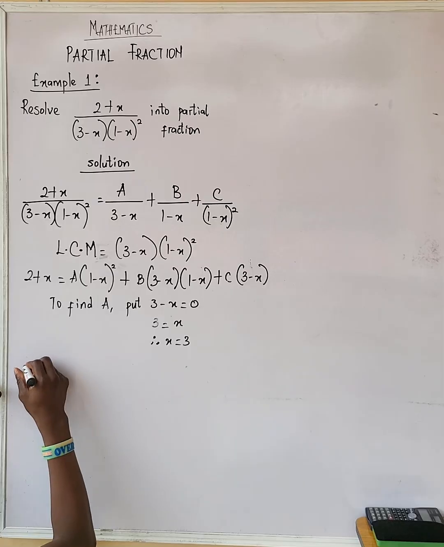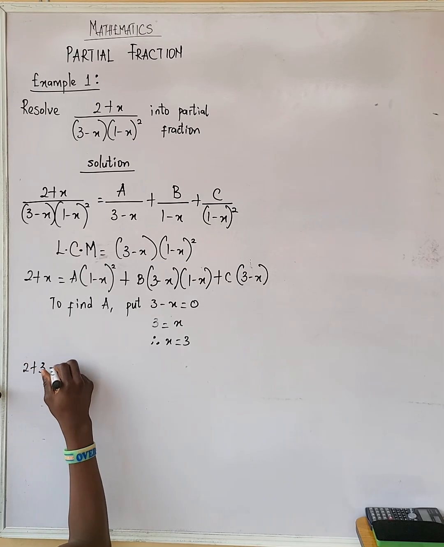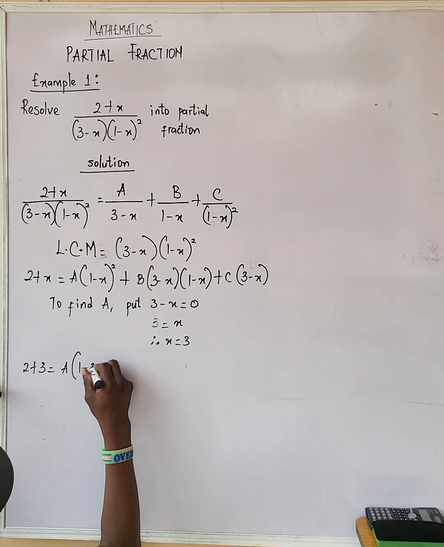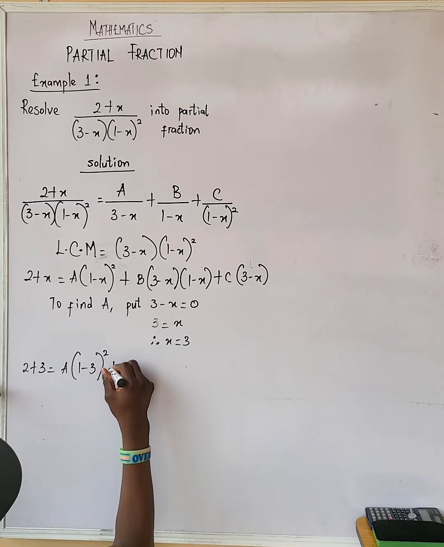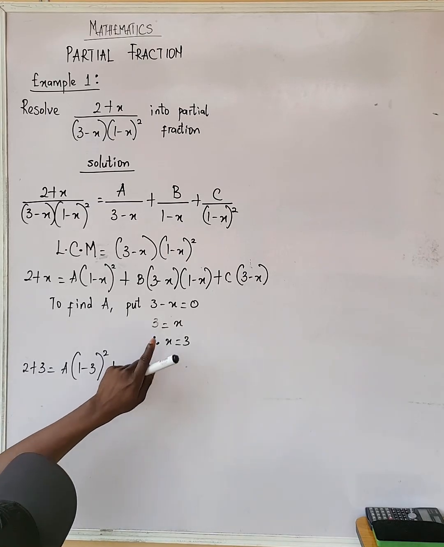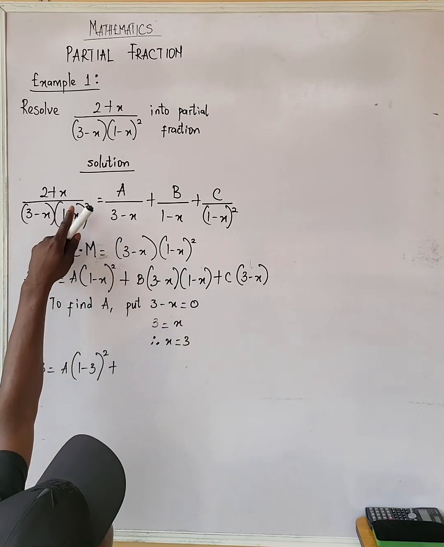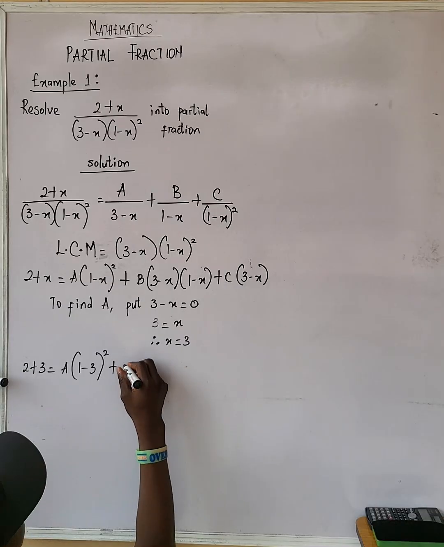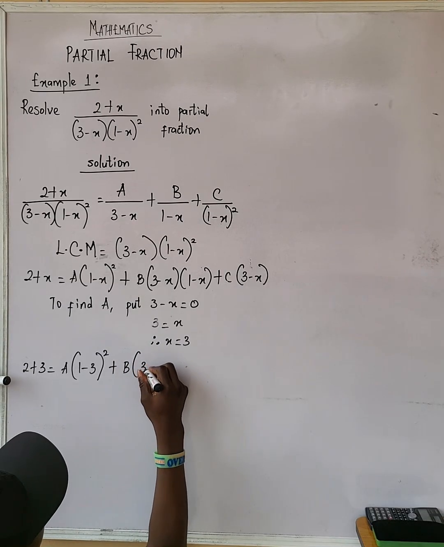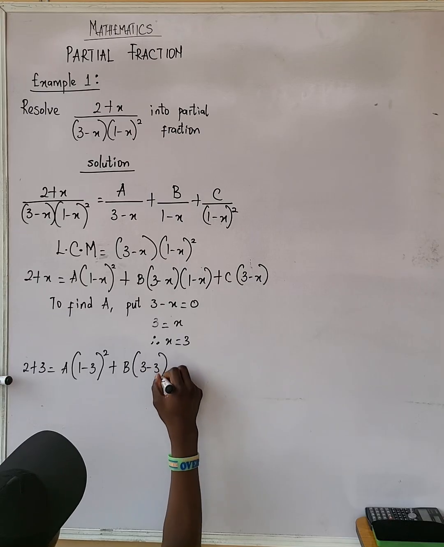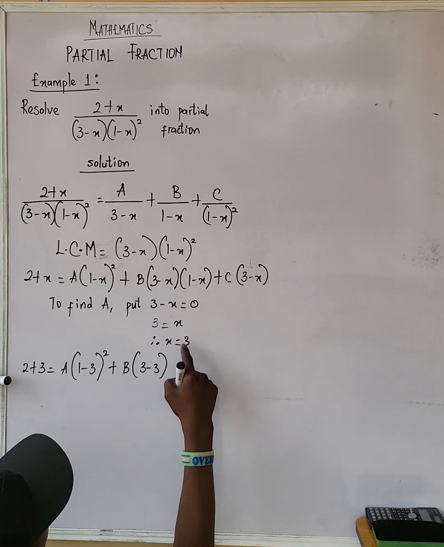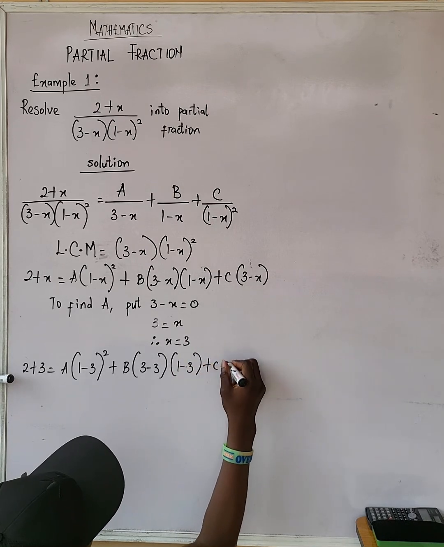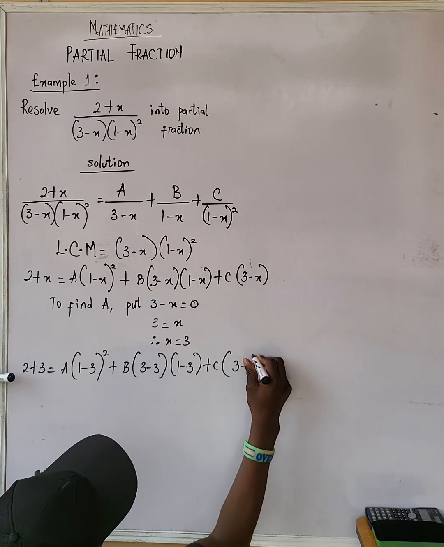So wherever I see x in this place that I did the LCM, I'll put 3. So what are we going to have? That will be 2 plus 3 equals to a into bracket. Here will now be 1 minus 3 square. Don't forget, wherever we see x, we put 3. So where we did the LCM, it is not here. It is where we did the LCM here. That's where you are going to put your values. That will be b into bracket 3 minus 3. Anywhere we see x, we put 3. Then here is 1 minus 3 plus c. Here will now be 3 minus 3.